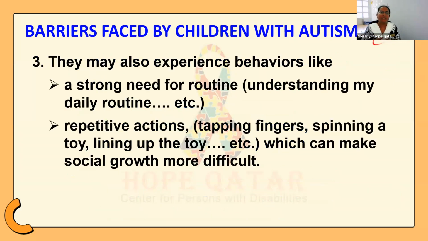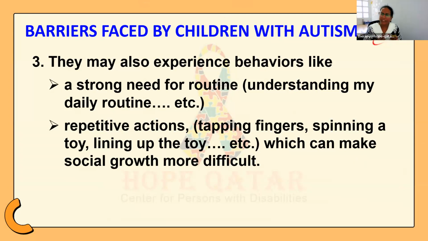The third one is the behaviors. Most of the time, because the child has difficulty in communication, the child cannot express things, so he exhibits it in a behavior. We have to understand whether it is a behavior or he is trying to communicate something through that behavior. They may also experience behaviors like a strong need for routine. They don't like any change in the routine.